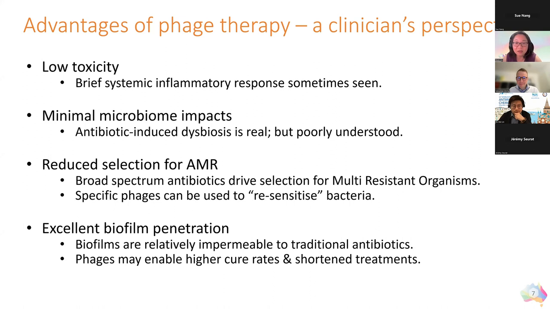And of course, this needs a lot more R&D. Even though we've used phages for over 100 years, the impact on the microbiome is still poorly understood. The third point why clinicians like phage is because phage therapy can reduce selection for AMR. In some cases, specific phages can be used to resensitize bacteria to an antibiotic again. And importantly, phage can penetrate biofilms, unlike traditional antibiotics. And as we've demonstrated from the health economics modeling, implementing phage therapy shortens treatment and hospital stay.